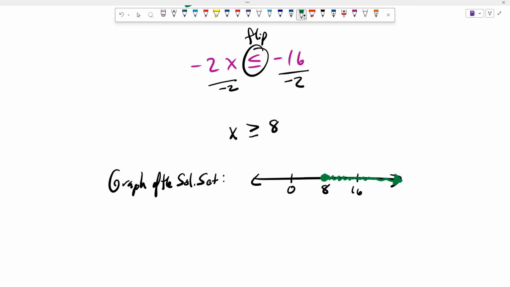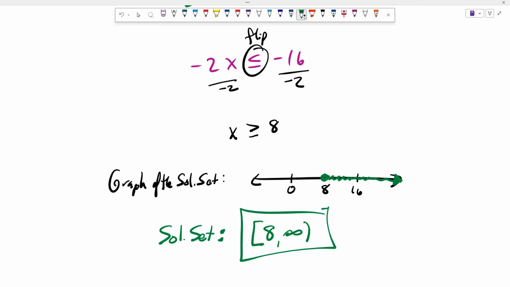And is the solution set an interval? It is an interval, so we can write the solution set in interval notation. It is all numbers between 8 and positive infinity. Square bracket around the 8, round bracket around the infinity. Square, we include it. Round around the infinity. Why round? It's not a number. This is the solution set in interval notation. This is the graph of the solution set.